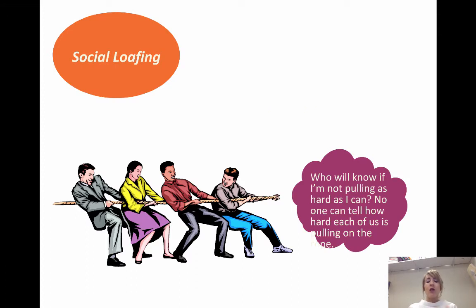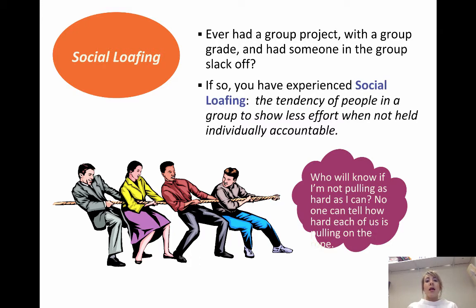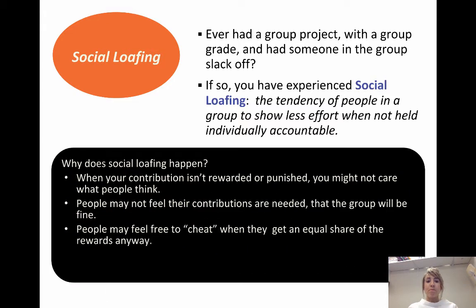Okay, social loafing. This is not new to you. You know Miss Schaefer hates social loafers. People slack off when they're in a group project. It's the tendency for people to show less effort when they're not going to be held individually accountable. Almost daily in school, you see this happen: if somebody is not going to be held accountable for their individual part of something, they don't put in the effort that everyone else puts in.